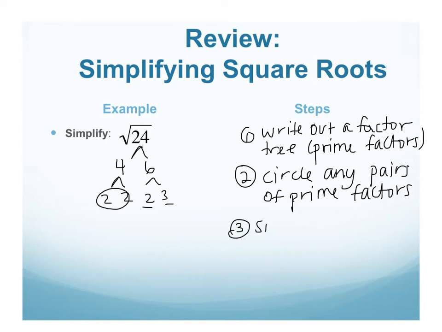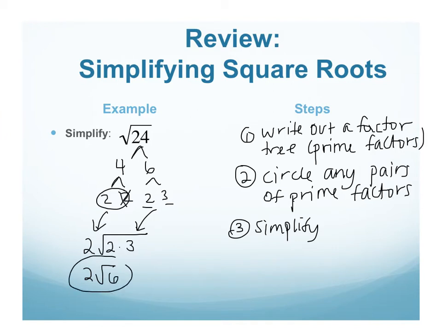And the last step is to simplify. Okay, 1 in the pair comes outside the radical. So 1, 2 comes outside, we just forget about the other 2. The numbers that don't have pairs or don't have partners go inside the radical. So the 2 and the 3 go inside the radical. 2 multiplied by 3 is 6. So root 24 is the same as 2 root 6.